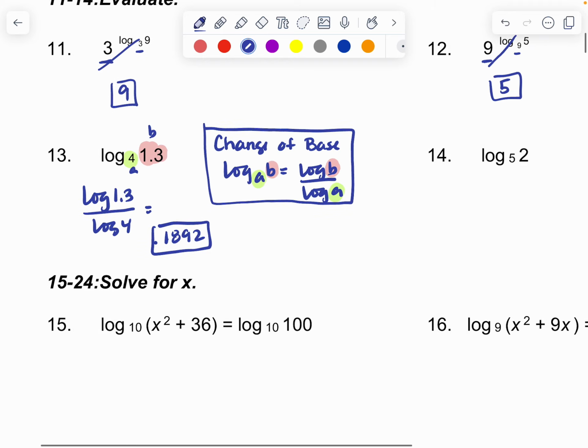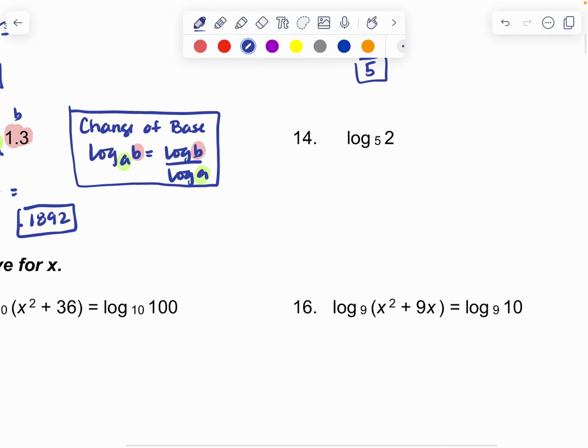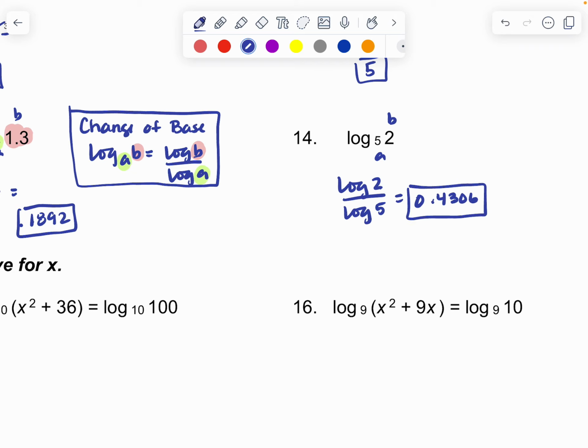Okay, same idea for number 14. This is your B, this is your A. So it's the log of B, which is 2, over the log of A, which is 5. So plug that into your calculator. Log of 2 divided by the log of 5. And oops, I plugged it in wrong. Let's try that again. Log of 2 divided by the log of 5. Okay, it's 0.4306, something like that.